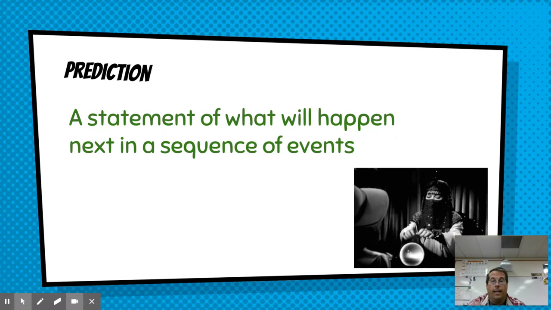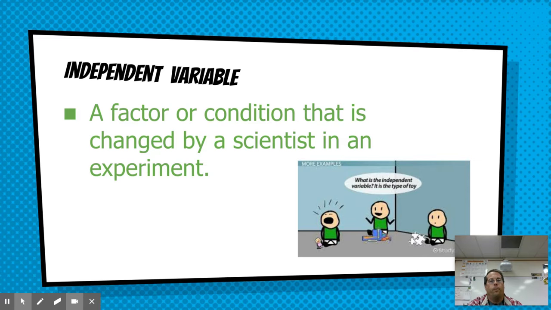A prediction is a statement of what will happen next in a sequence of events. It's kind of similar. We use inferences in these, but basically it's what's going to happen next. You see a person on their phone walking, not paying attention, walking in the street. It's pretty easy to make a prediction on what might happen next in that scenario. The independent variable is the one factor or condition that we changed in the experiment.